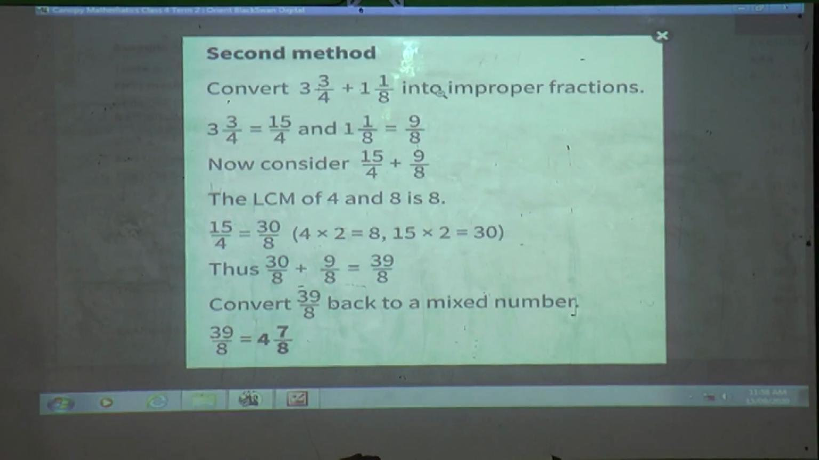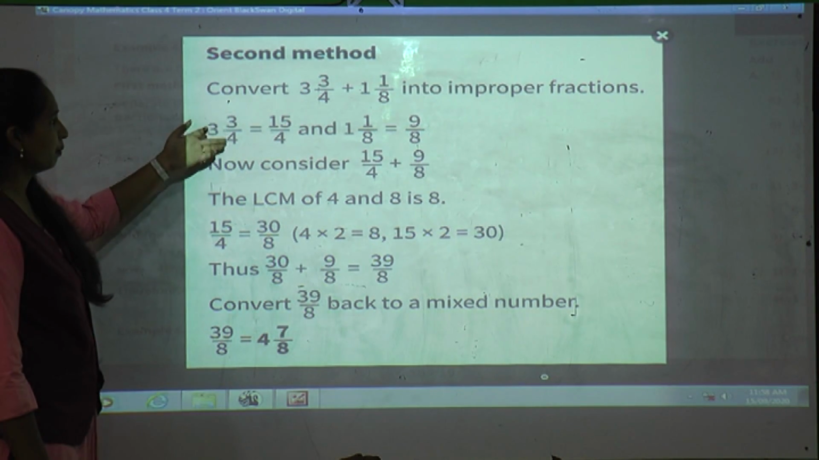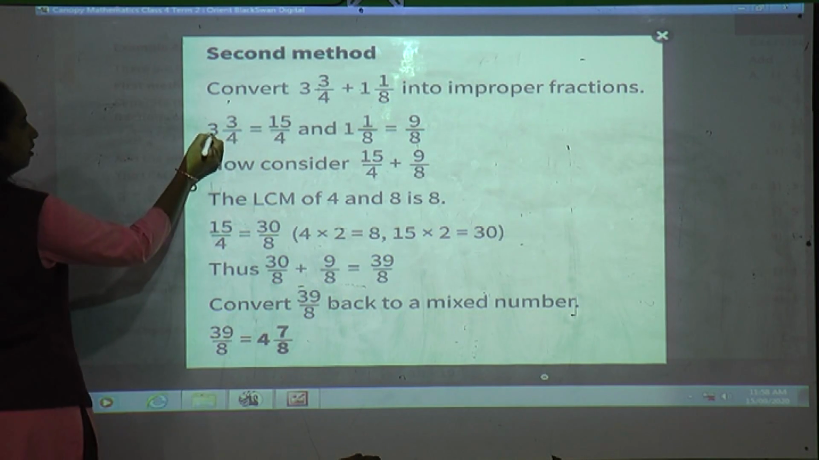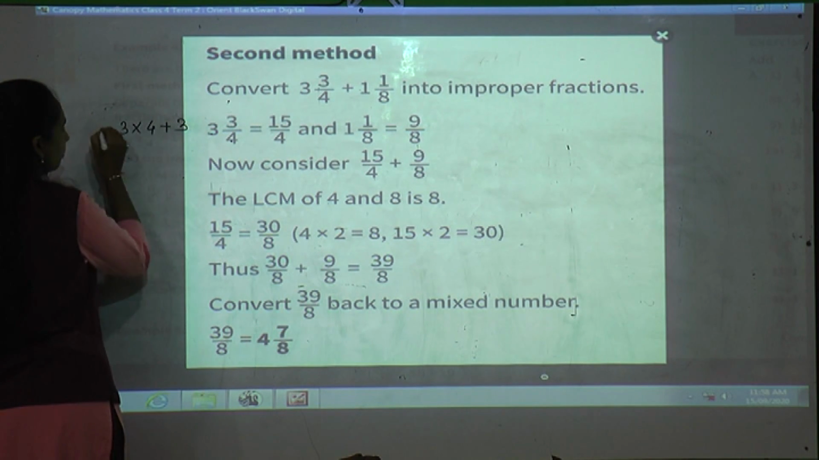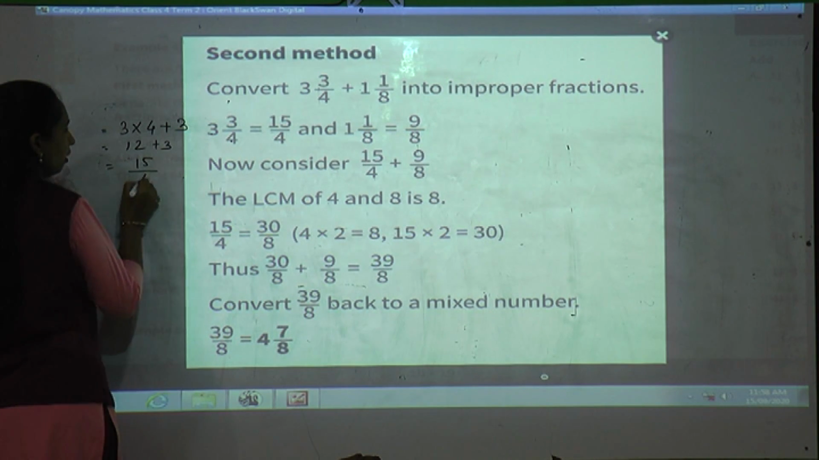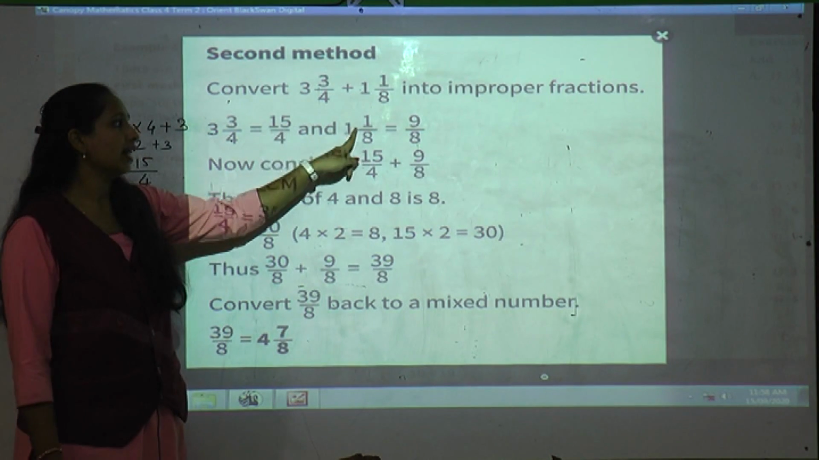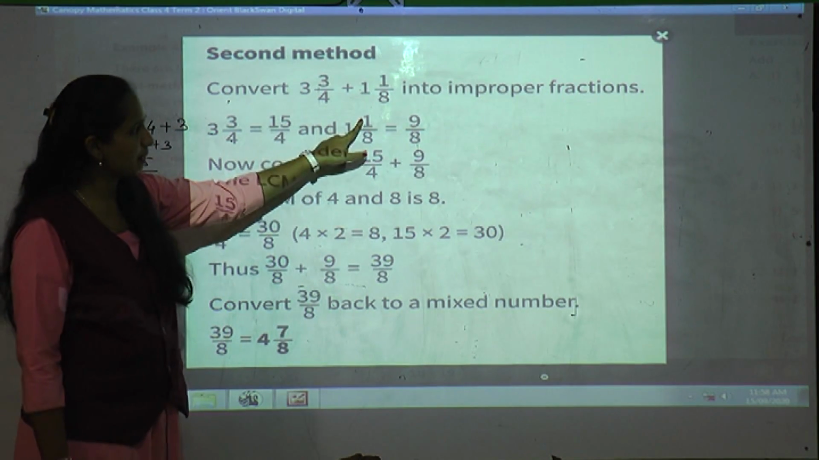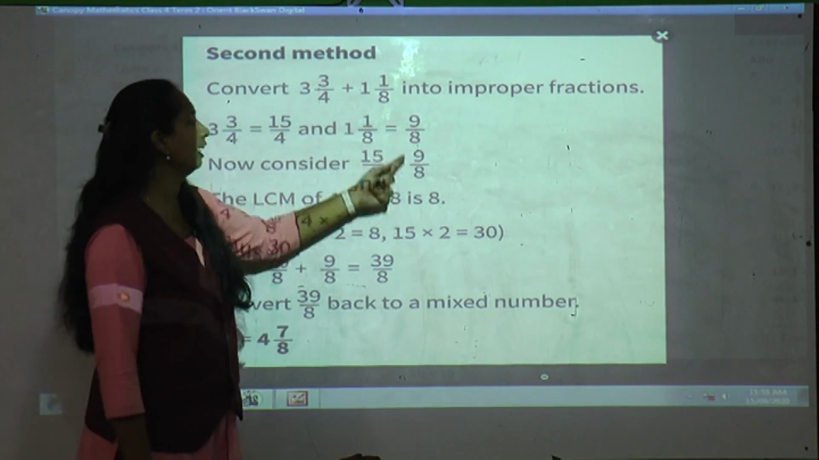Now we will see what the second method is. Now convert the mixed fractions into improper fractions. What do you have to do? That 3 3 upon 4. See, do you remember? Whole number multiplied by denominator and add the numerator. So 3 4s are 12 plus 3 is 15 upon 4. So in this way you can find the fraction first, and for the next fraction, 1 8s are 8, 8 plus 1 is 9, 9 upon 8. Now we got 15 upon 4 and 9 upon 8.